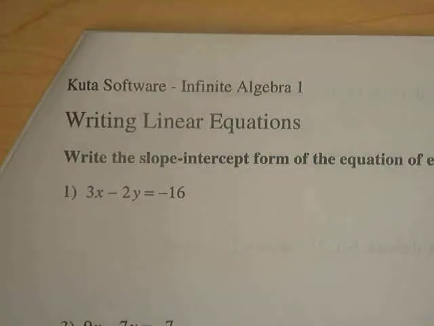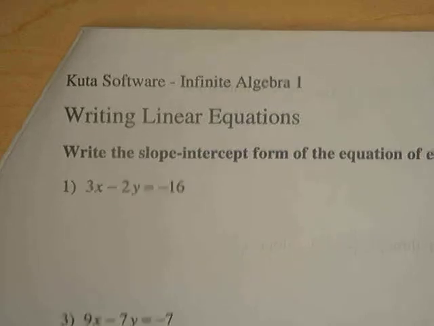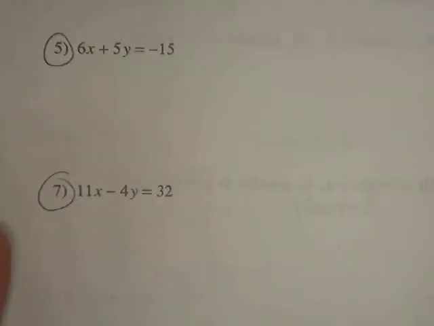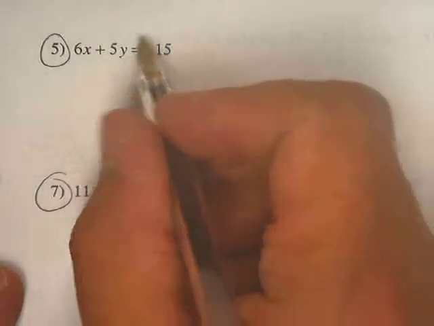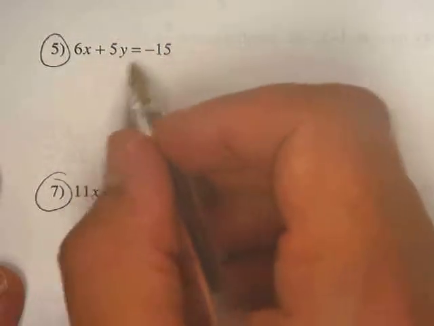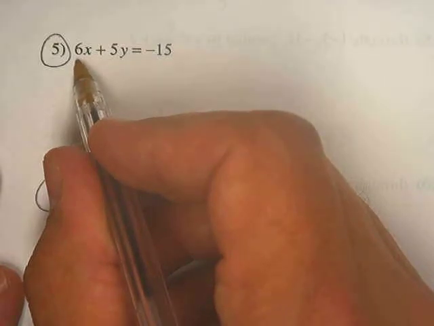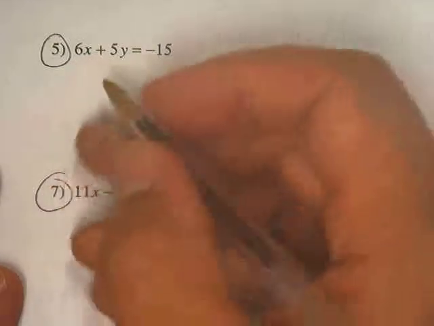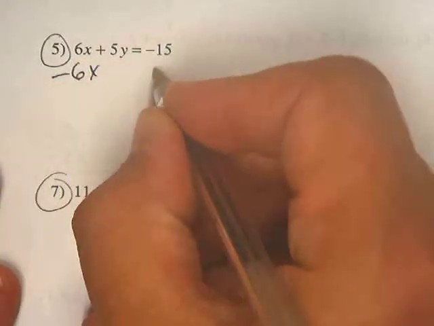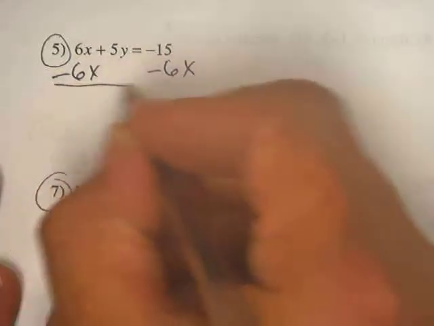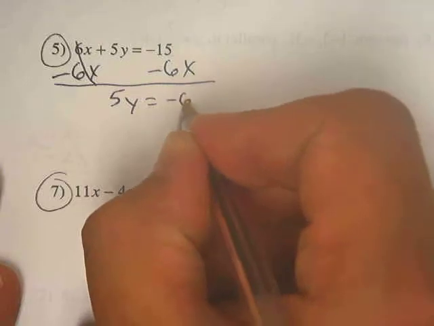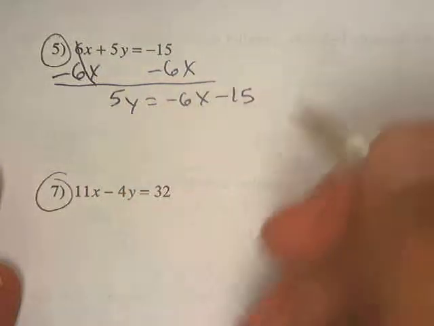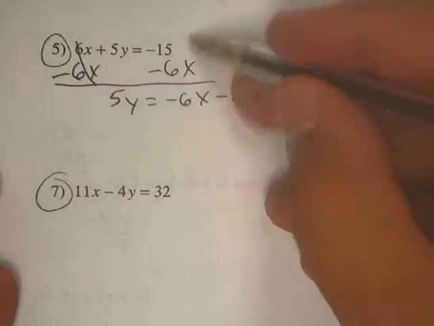All right, let's do a couple more. Let's turn the page, and now we're on the page that looks like this, writing linear equations. Go down to number 5. All right, so again, I want to get y's by themselves, so what do I have to do with this 6x? You guessed it, subtract 6x from each side.